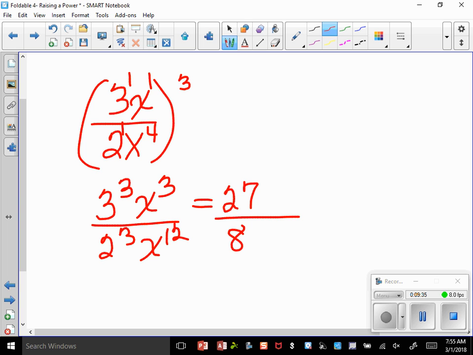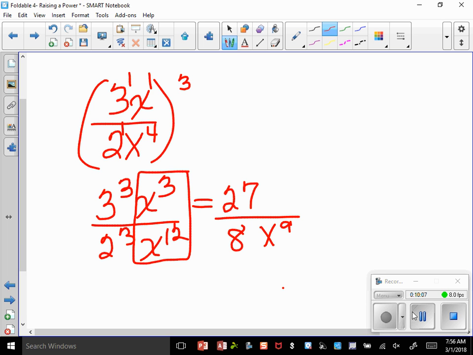All right. And now I'm going to subtract. Now here's my quotient rule. So I have these x's here. So now I'm going to subtract them. So when I use my quotient rule, which says I subtract these, well, what is 3 minus 12? Negative what? 9. So I'm going to put it down here so it becomes positive 9. And there's your answer.